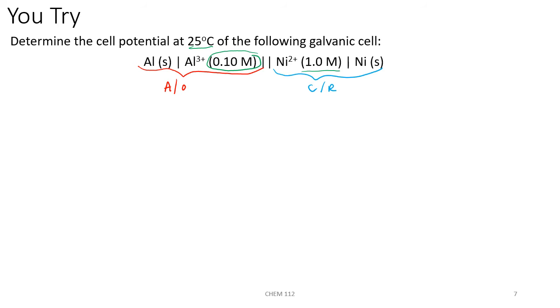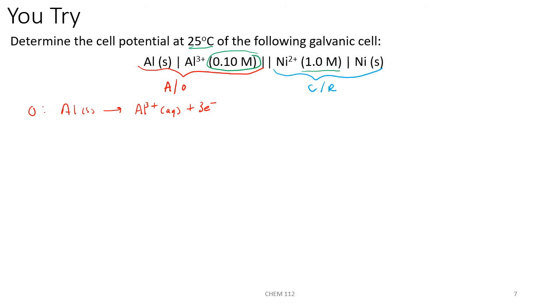So let's write out our oxidation and reduction half reactions to come up with our overall equation so we can calculate Q. Our oxidation half reaction is going to occur at our anode, and that's for aluminum. So we're going to have aluminum solid going to aqueous aluminum 3+ ions. And for that to occur, the aluminum must lose 3 electrons.